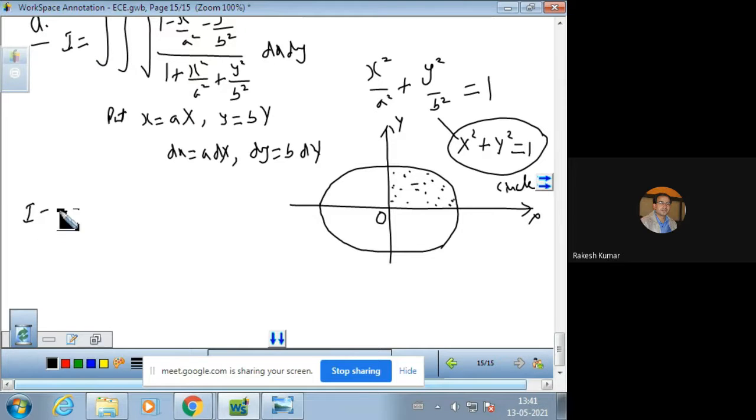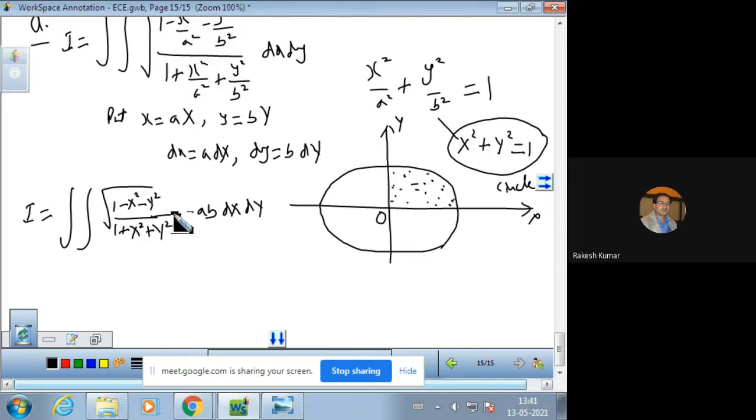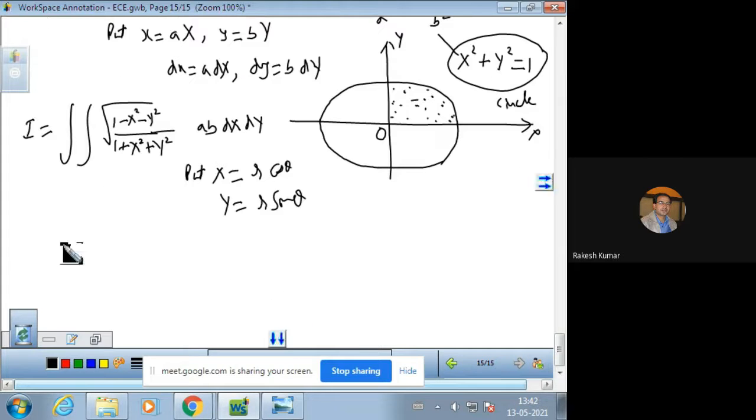So this is capital I, the double integral of the square root of (1 minus x square minus y square) over (1 plus x square plus y square), a b dx dy. So change the Cartesian coordinates into polar. Put capital X equal to r cos theta, capital Y equal to r sin theta. We know the substitution and the procedure.